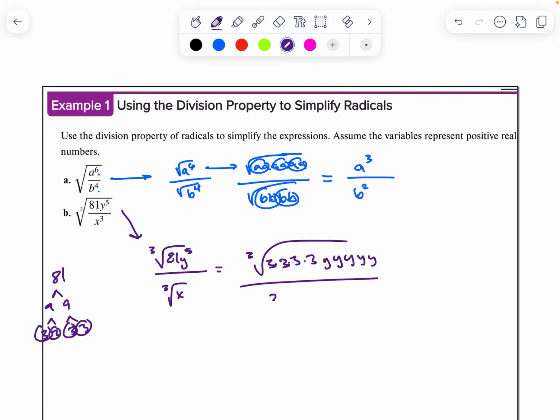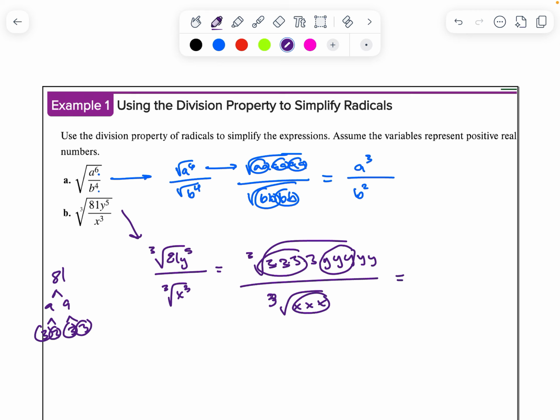And on the bottom, that should have been x to the 3rd. You see that? All right, looking this time not for pairs, but groups of 3, because our index is 3. There's a group of 3. There's a group of 3. And this x to the 3rd, I should have written as x, x, x. There's a group of 3.